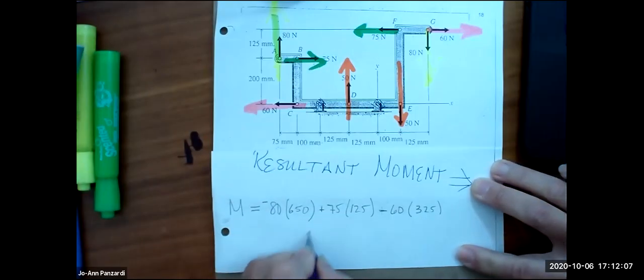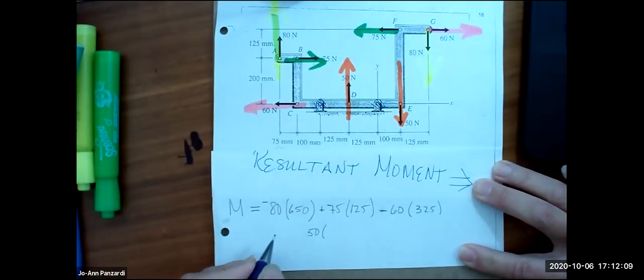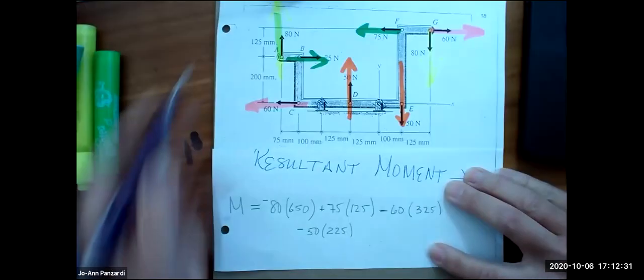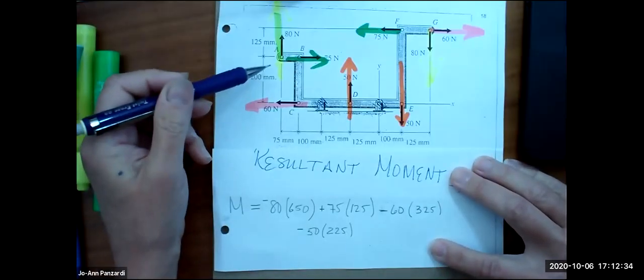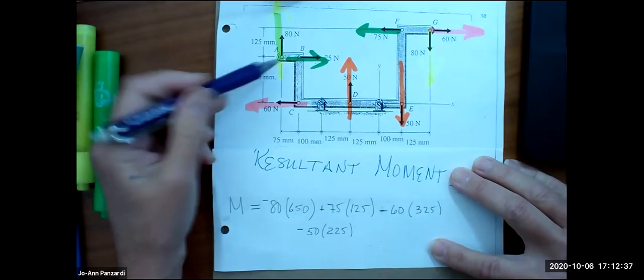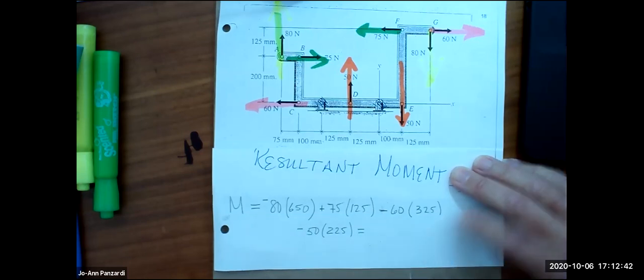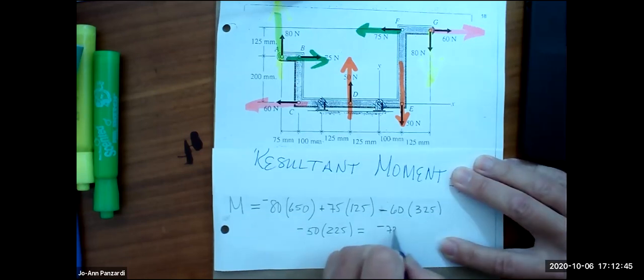Okay, how about the 50? Jordan. What's the perpendicular distance between the 50s? 225. Great. Positive or negative? Negative. Right. Did I miss any? 80, 75, 60, 50. No, I guess I got them all. And it comes out to be negative 735.